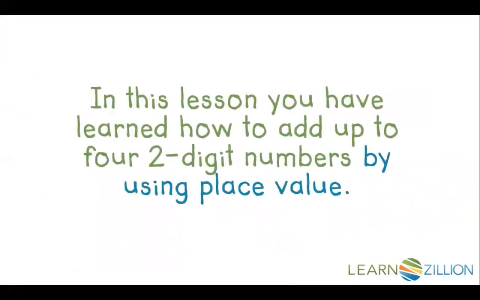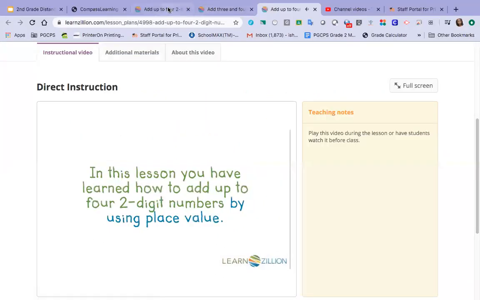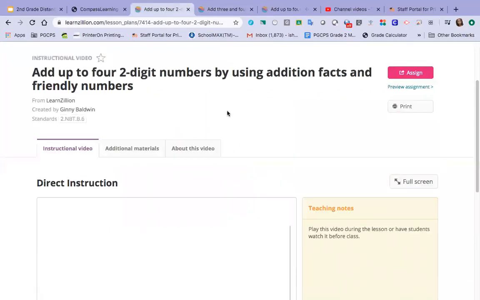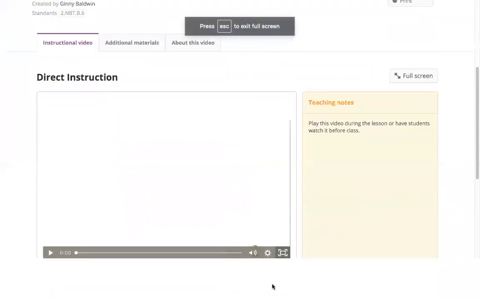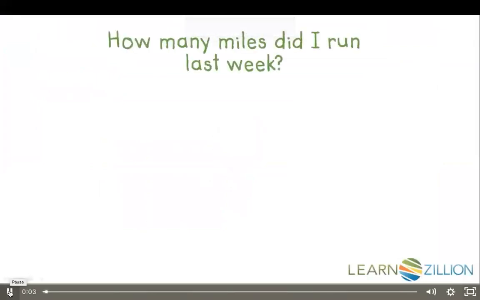In this lesson, you have learned how to add up to 4 two-digit numbers by using place value. All right. Now we're going to look at the last video that helps us use addition facts and friendly numbers to add up to 4 two-digit numbers. How many miles did I run last week?